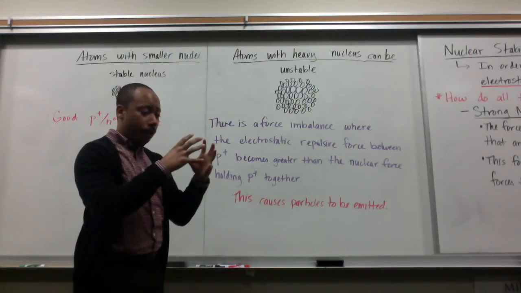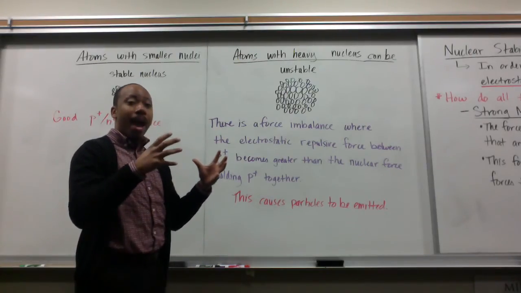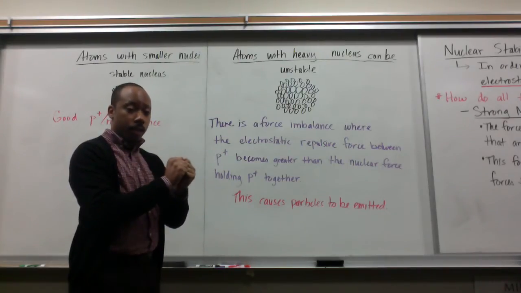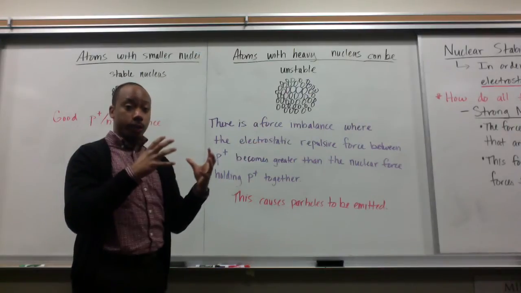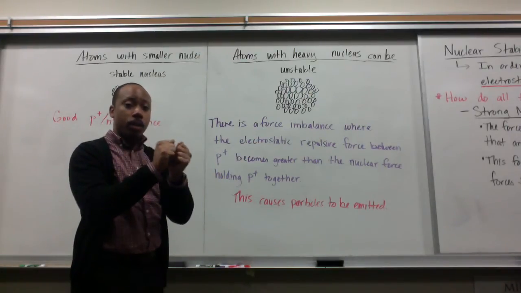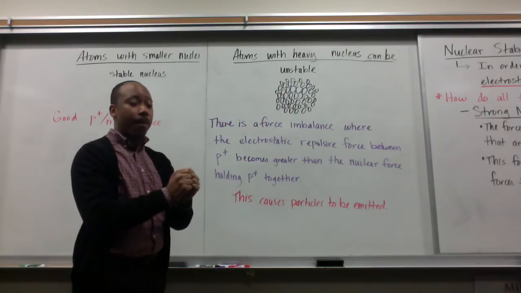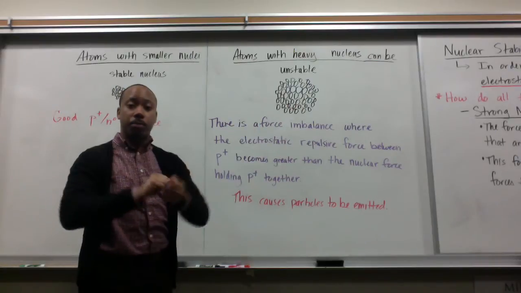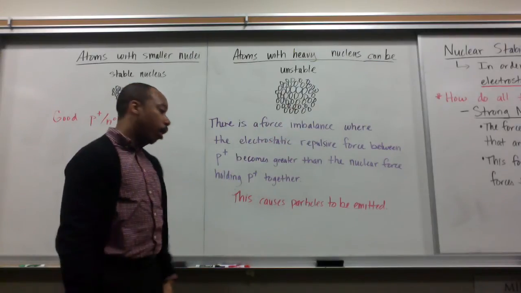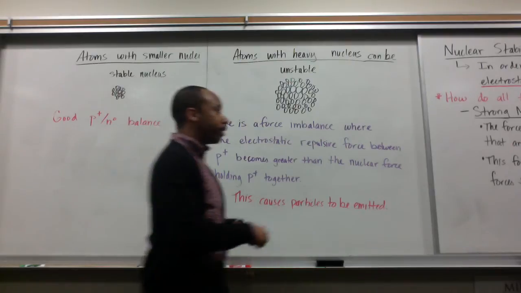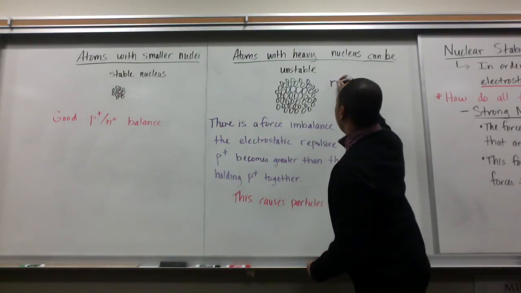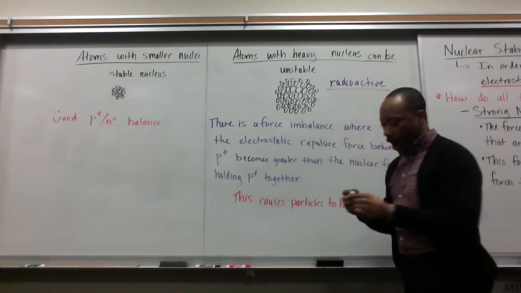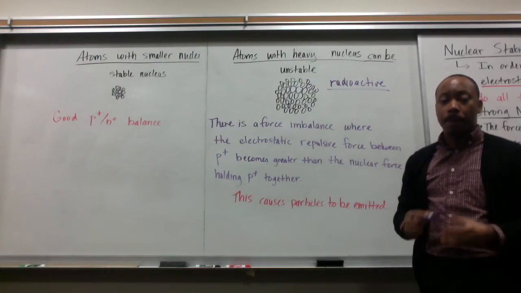So at one point in time, when the atom gets to a certain mass, it gets so big, the repulsive force between the protons that pushes them away from each other gets larger than the force that's keeping the protons together, the strong nuclear force. When that happens, it causes particles to be emitted. Protons and things start just breaking off. It's unstable. We call that instability radioactivity. So this would be radioactive because it's emitting particles and emitting energy.